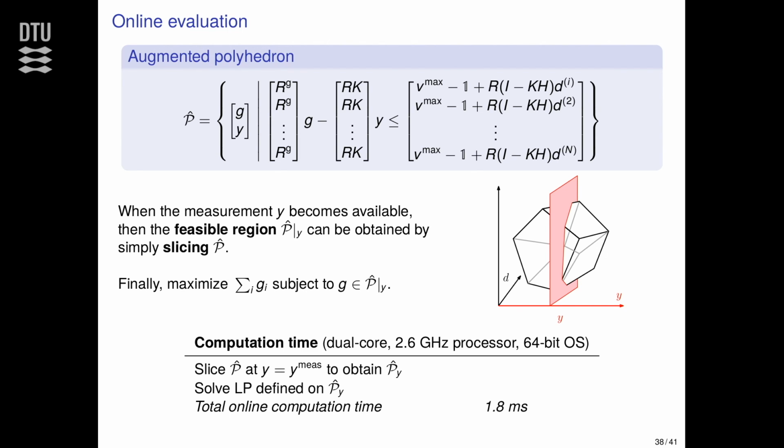How long does it take to solve a linear program in 12 constraints? A millisecond, right? And this is mostly because it's MATLAB. Otherwise, it would be faster. Okay?